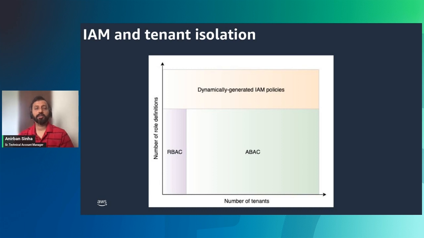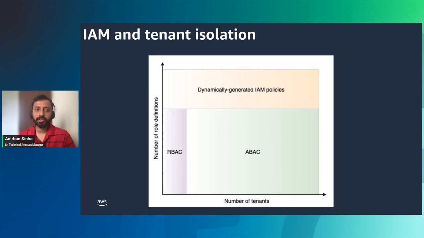Now, there are three main tenant isolation methods in IAM. Let's briefly review them one by one. So, one is role-based access control, where each tenant has a dedicated IAM role or a static set of IAM roles used to access the tenant resources. The number of roles in RBAC equals the number of role definitions multiplied by the number of tenants. So RBAC works well when you have a very small number of tenants and relatively static policies.